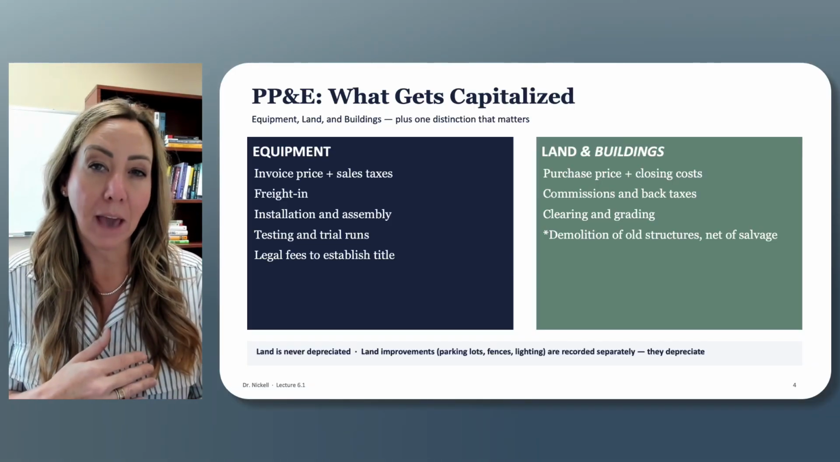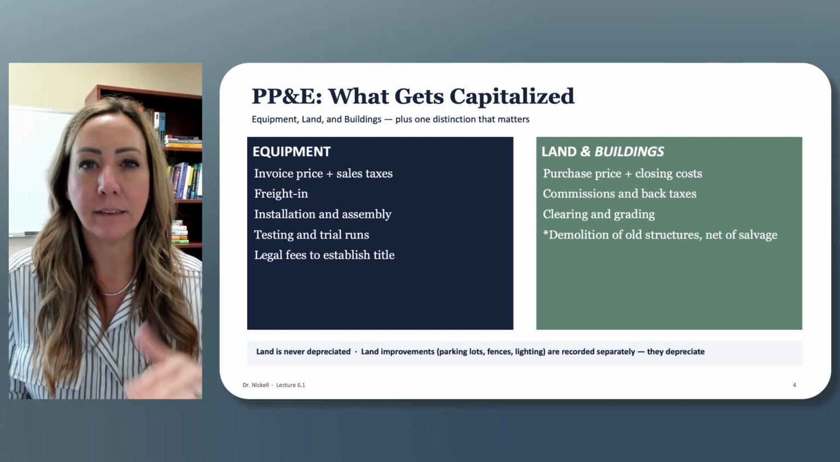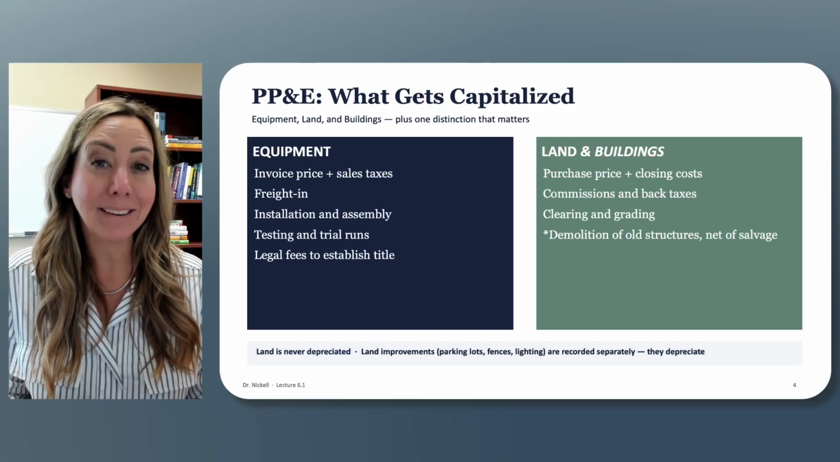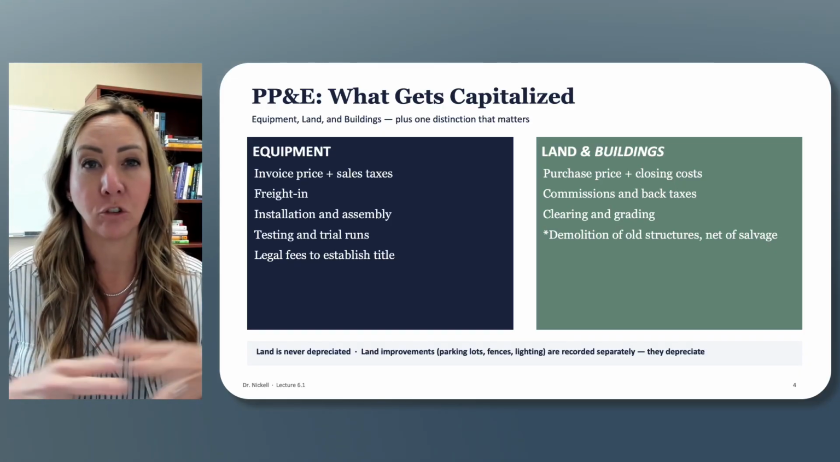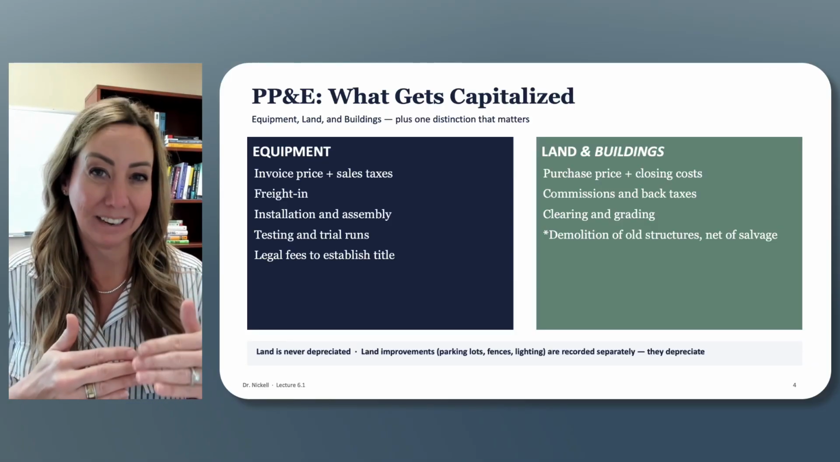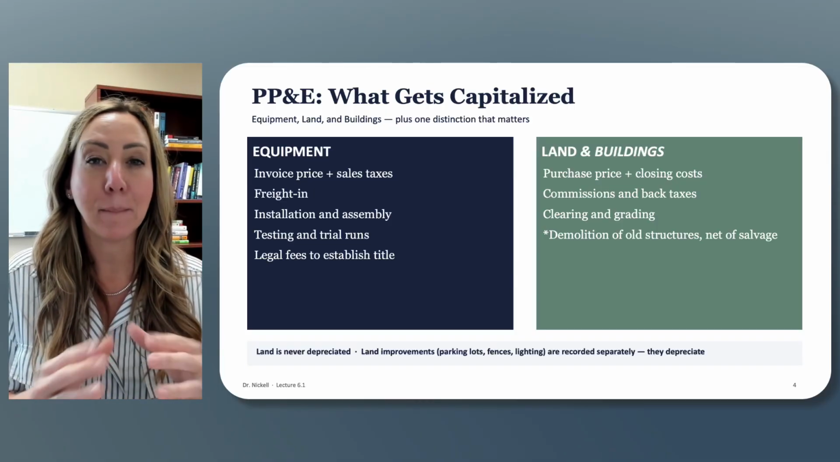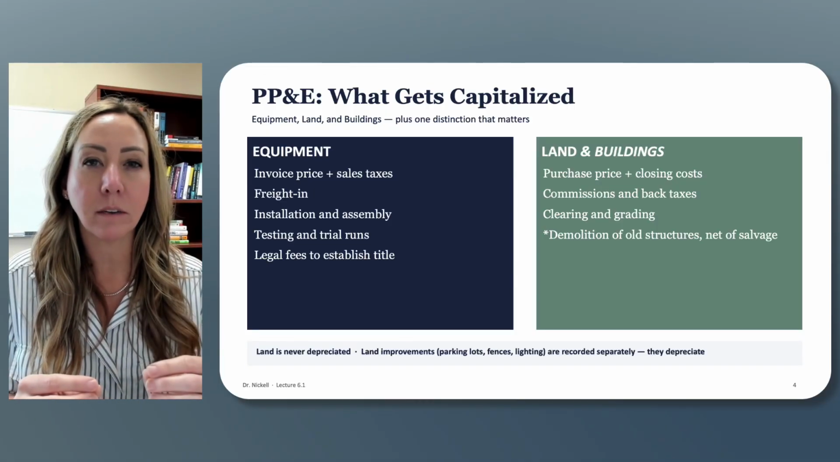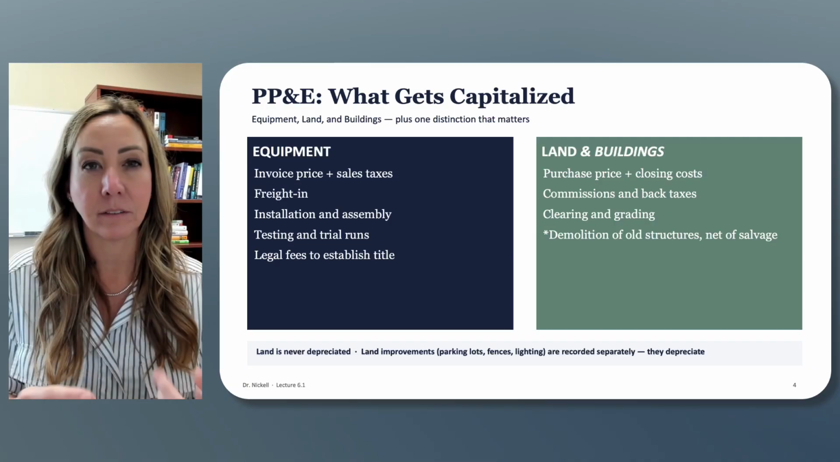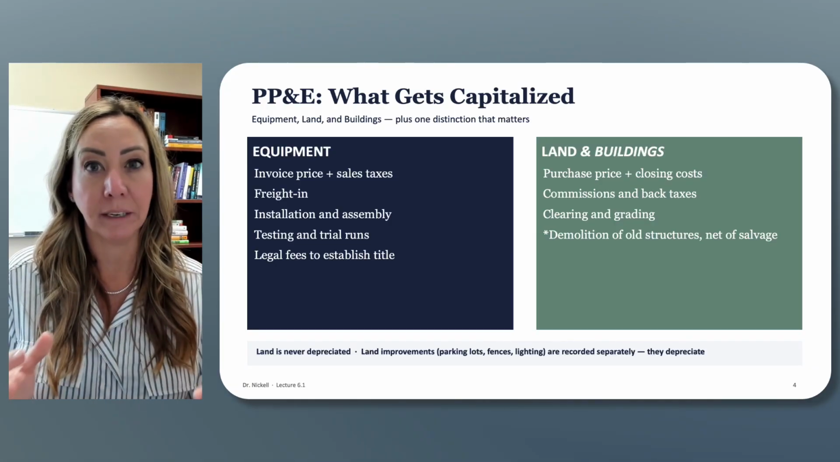For equipment, we capitalize the invoice price, plus sales taxes, freight in, installation, and assembly, and any testing or trial runs needed to make sure that the asset is operational. Even legal fees to establish title get capitalized. For land and buildings, we capitalize the purchase price, closing costs like attorney and recording fees, real estate costs, and any property taxes that the buyer agrees to pay.